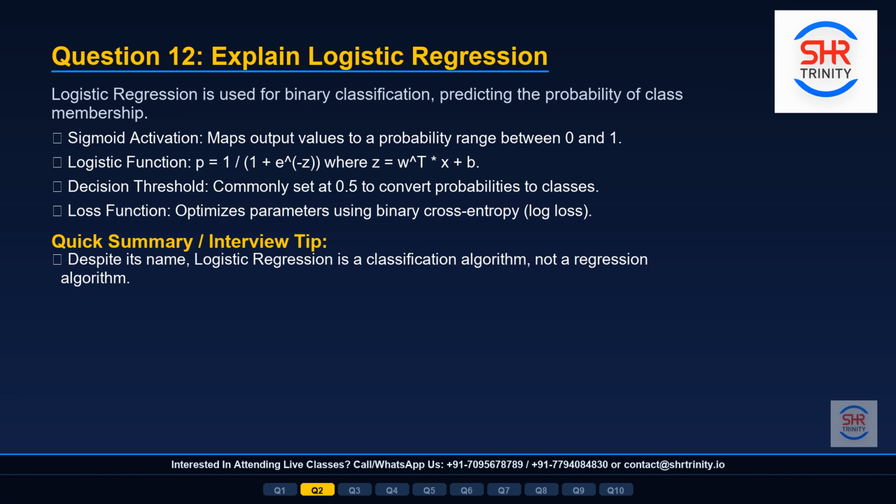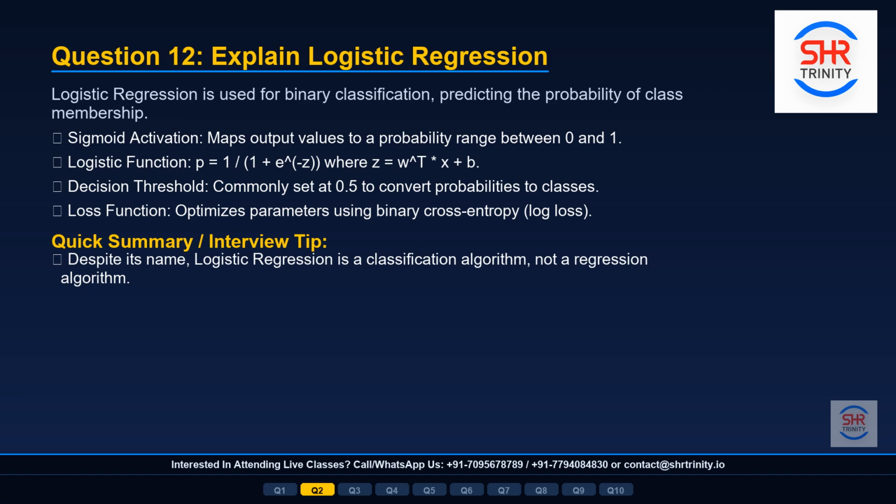Question 12. Explain logistic regression. Despite having the word regression in its name, logistic regression is a supervised classification algorithm used to predict binary outcomes, such as spam or not spam, or fraud or not fraud. Instead of fitting a straight line, it models the probability that a given input instance belongs to a specific class.